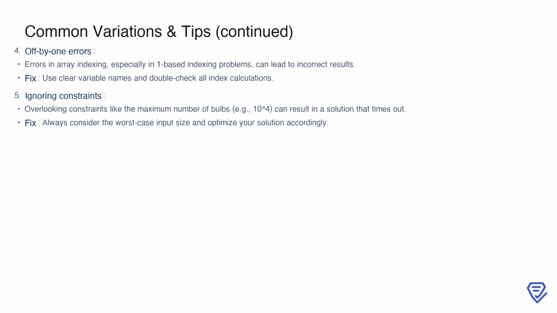Additionally, some candidates ignore constraints like the maximum number of bulbs, which might be as large as 10 to the power of 4. Overlooking these constraints can result in solutions that time out on larger test cases. Always analyze the problem's constraints carefully and ensure your solution scales well, even for the worst-case input size. This is a critical aspect of building efficient and reliable algorithms.